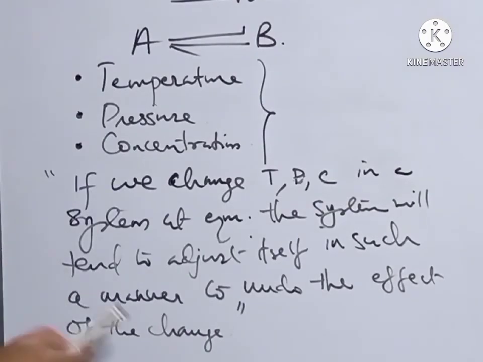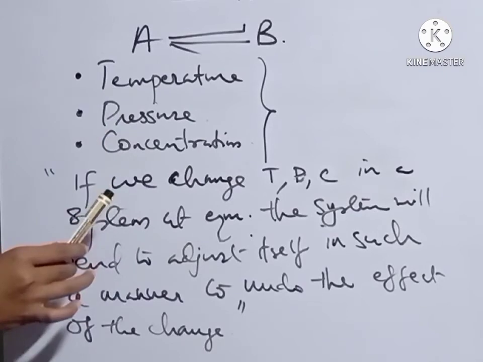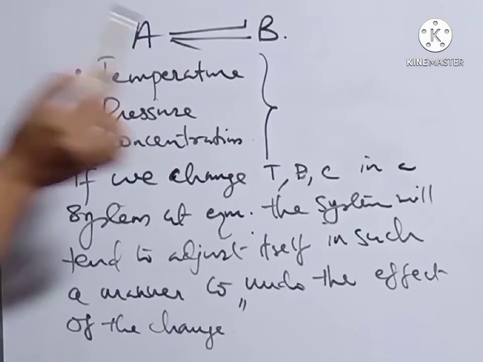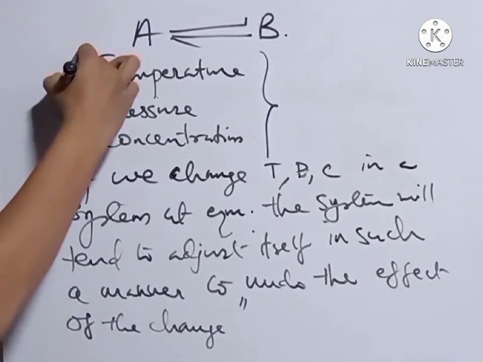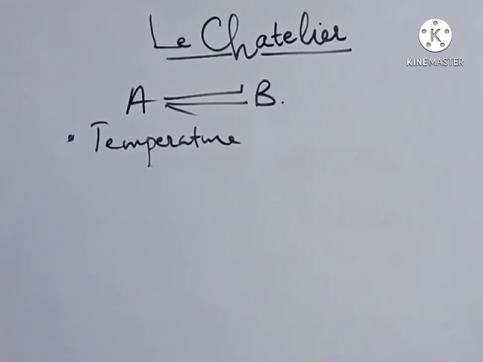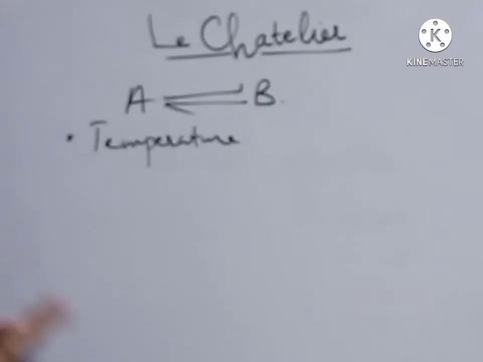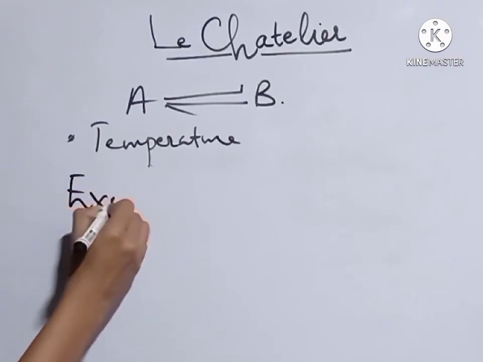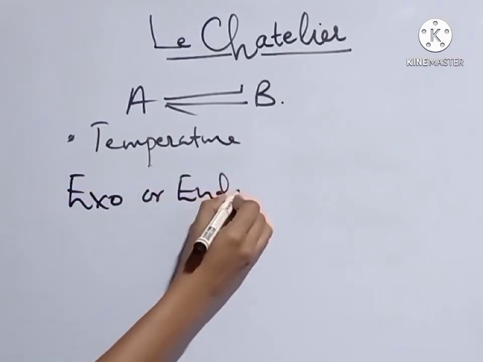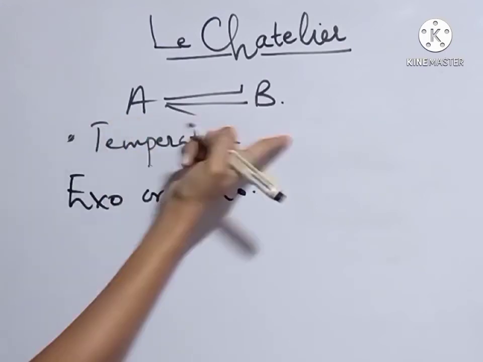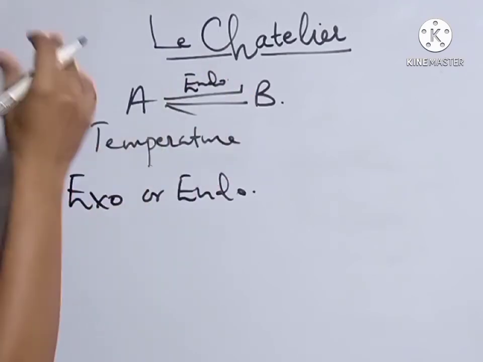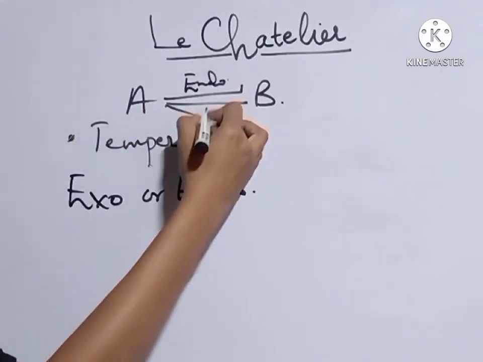So now we have to know how the system adjusts itself when any one of these factors changes in equilibrium state. Let us discuss the temperature change. How does the change in temperature affect the equilibrium? First of all, we have to know whether the reaction is exothermic or endothermic. So consider this is an equilibrium reaction. Here, if the forward reaction is endothermic, then surely the backward reaction will be exothermic.